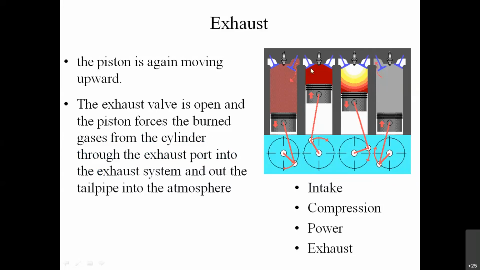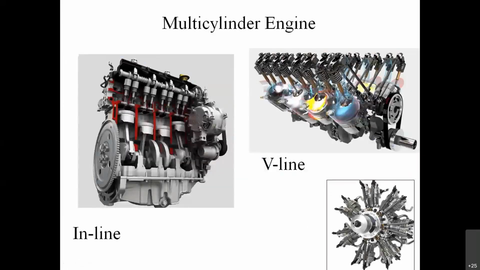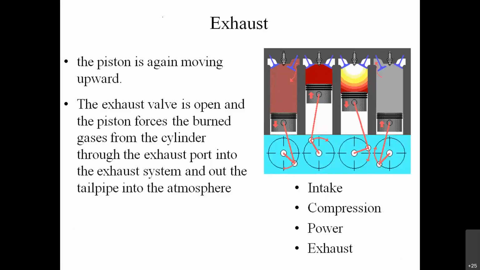So like this, in one cycle, two complete revolutions of the crankshaft take place, and there are four different strokes, out of which the power stroke generates the required power for driving the vehicle. So this is how your SI engine works. A CI engine is similar to the SI engine. The only difference is that the spark plug has been replaced by the fuel injector.